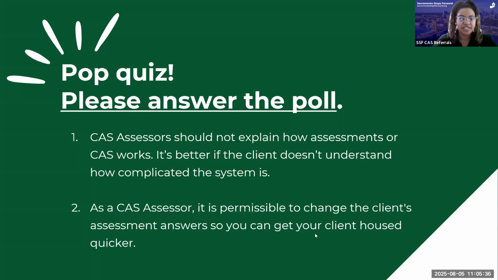As a CAS assessor, is it permissible to change the client's assessment answers so you can get your clients housed quicker? This is false. We do not want to just be changing answers to try to elevate clients. We want the answers to reflect what's going on with the client's experience, right? At the end of the day, it's all based off of prioritization. And I understand that there is a need to get your clients rehoused or put into shelter. Obviously, we want to do that as much as possible, but we also want to be honest and accurate about how they are showing up in our system.